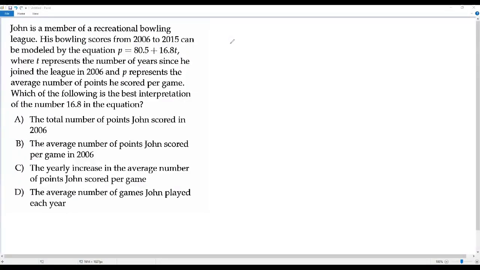Here we have a SAT math problem. Okay, let's go to the question. John is a member of a recreational bowling league.